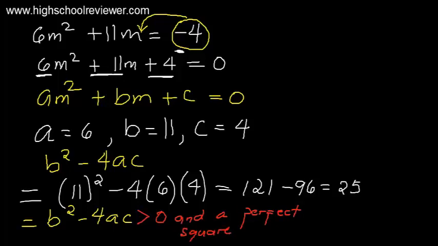Okay, so the nature of the roots now, the roots are real, rational, and the roots are unequal. So again, our discriminant b squared minus 4ac is greater than 0 and a perfect square. Therefore, the nature of the roots are real, rational, and unequal. These are our final answers.